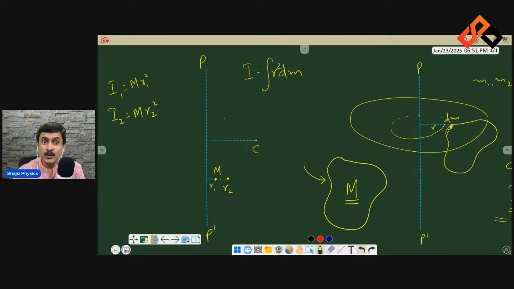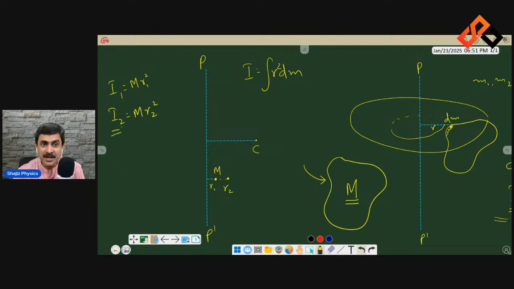Obviously, I2 will be greater than I1. Why? Mass is the same, but we have increased the radius part. R2 is greater than R1. So we are continuing this process by slightly increasing the value of radius in each experiment or each trial. Now, each time we are measuring the moment of inertia.